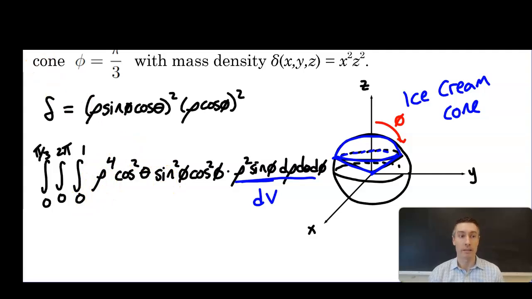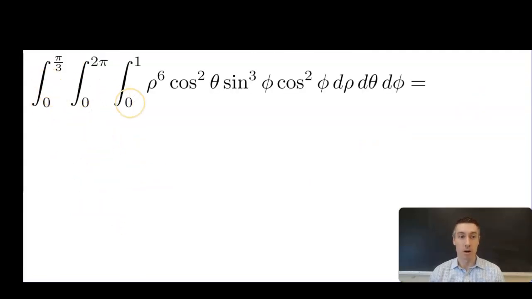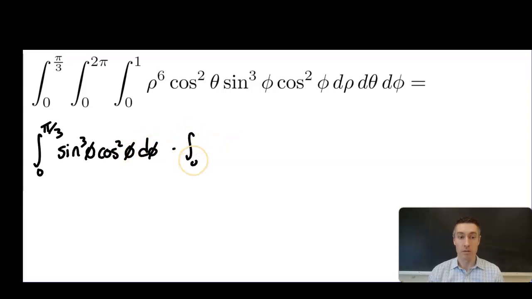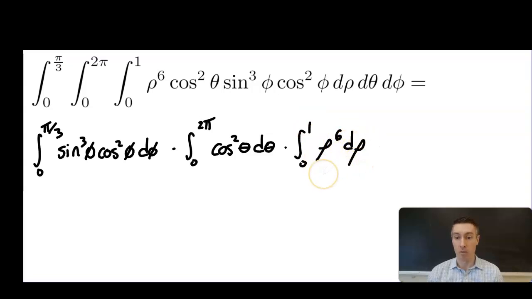Now we'll evaluate on the next slide, so you can see all our bounds. If we clean that up, we have rho to the 6th cos squared theta sine cubed phi times cos squared phi d rho d theta d phi. Another separable triple integral: the integral from 0 to pi over 3 of sine cubed phi cos squared phi d phi, times the integral from 0 to 2 pi of cos squared theta d theta, times the integral from 0 to 1 of rho to the 6th d rho.